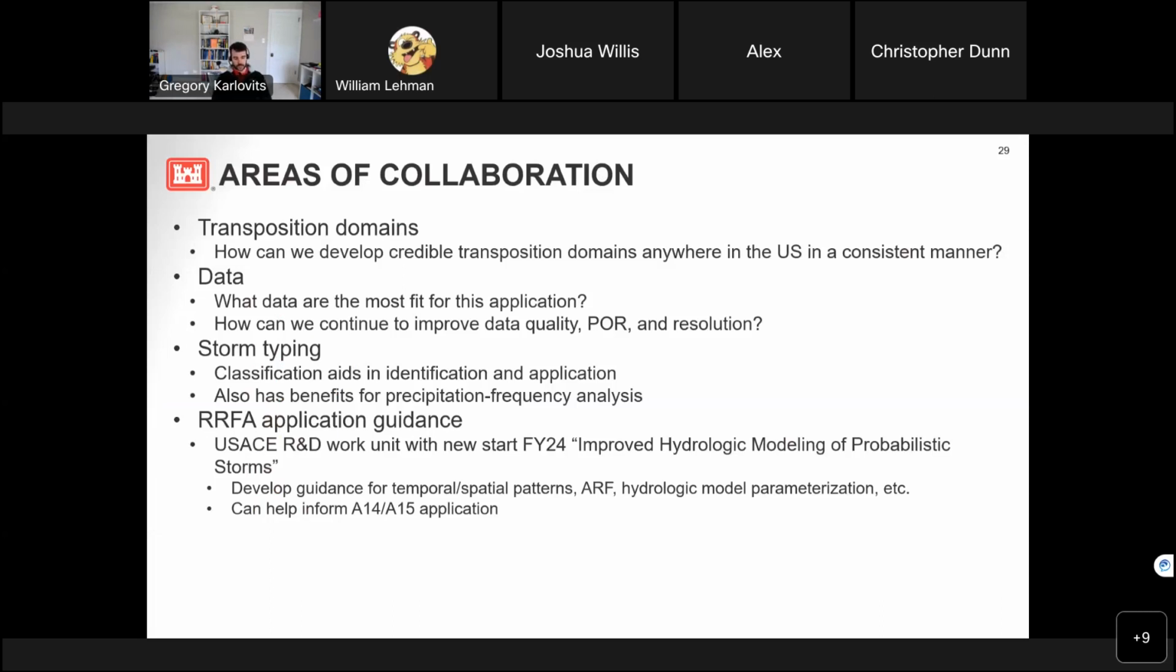We've talked about storm typing. Storm typing is the art and science of explaining the meteorology behind the precipitation. And it has significant impacts on how we apply the precipitation to the watershed, because certain storm events occur during certain parts of the year. For example, tropical storms have a season. You would not want to apply tropical storm rainfall on initial conditions that are from March. That doesn't make sense. And so the classification part helps us build out a better catalog. It also helps us in our hydrologic modeling application.